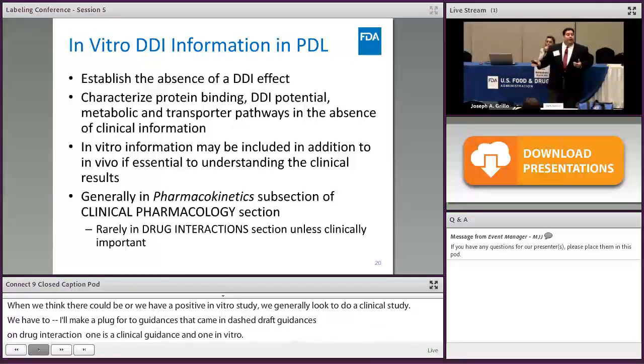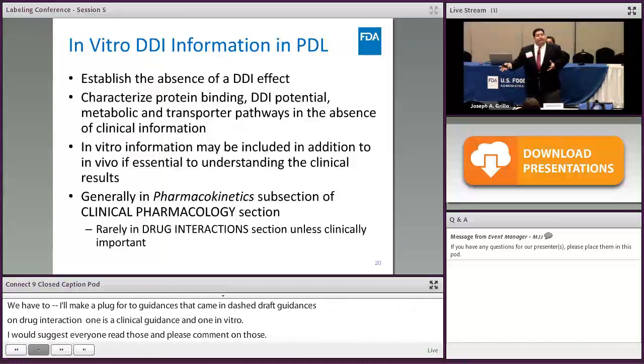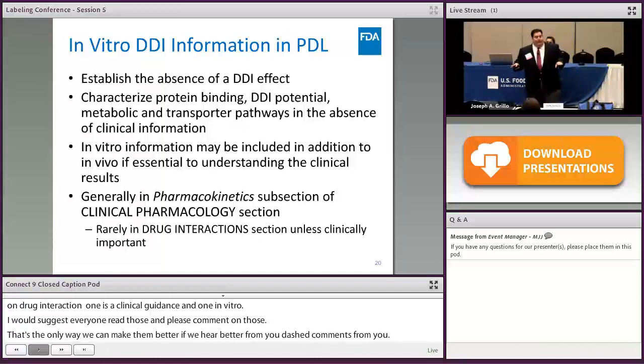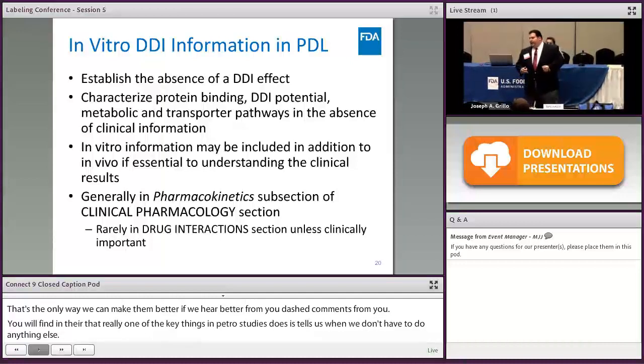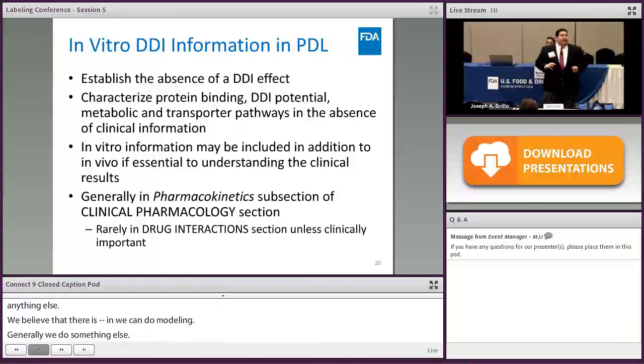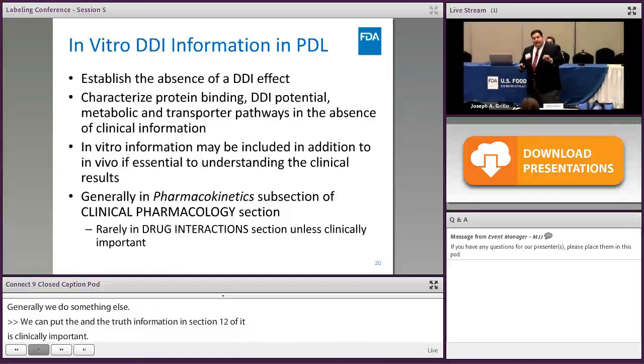But you'll find in there that one of the key things in vitro studies do is tell us when we don't have to do anything else. We don't believe there's a drug interaction. When we believe that there possibly is one, then we generally do something else. We do a study. In some cases, we could do modeling, but generally we do something else. We can put the in vitro information in section 12 if it's clinically important. A lot of times it's the protein binding information. Sometimes we can get information on DDI potential and metabolic transporter pathways if we don't have the clinical information.